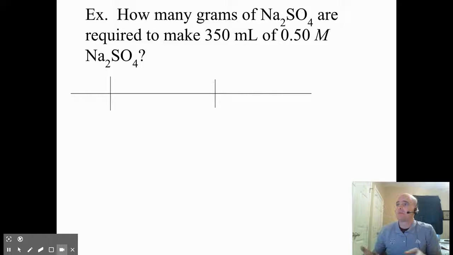So if we keep some of the stuff the same, and we keep the solute the same, we're going to still have 2 terms, and we're going to look for a 3rd one. But this time the problem gives you volume and it gives you molarity. So now I'm going to need to find the mass of it.